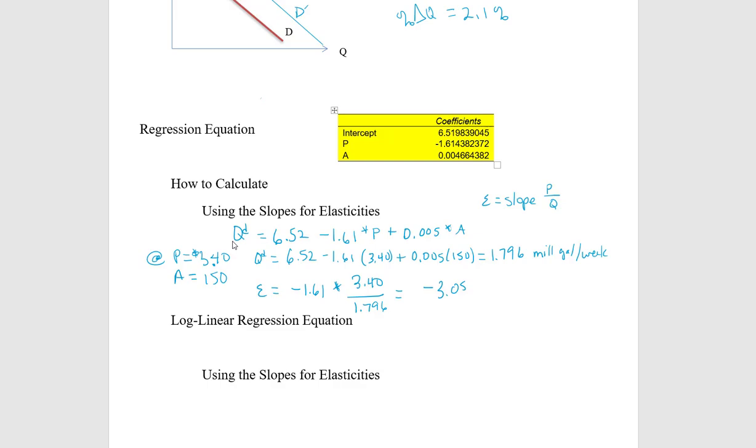This actually means that people are quite elastic with regard to milk at this particular price. What would you advise the producers to do? This method works really well for linear demand curves. If you have a nonlinear demand curve, a demand curve that looks more hyperbolic, then you want to use the log linear regression equation. Really what that involves is taking the natural log of each variable x and y, or p's and q's, and then running the regression model just as we did a moment ago.